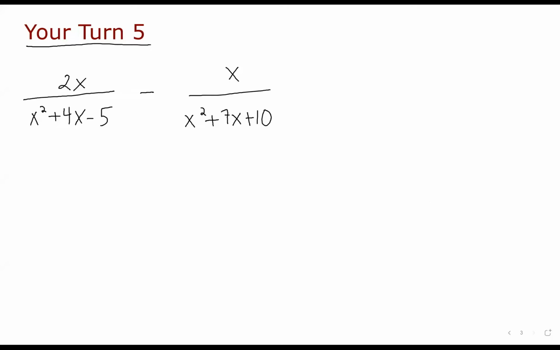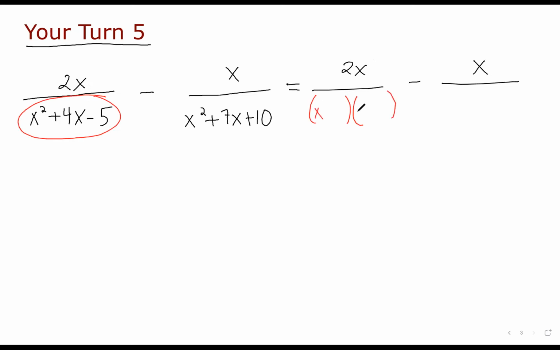That's pretty much always where to start with these. If they're not the same, which they clearly are not, let's rewrite the denominators in factored form. And I guess we'll just rewrite the whole problem for now. So 2x over something minus x over something else. Let's start with the first denominator, x squared plus 4x minus 5. Setting up my parentheses, x. Factors of -5 that add up to 4, that's going to be plus 5 and minus 1. So x plus 5, x minus 1. That's for the first fraction.